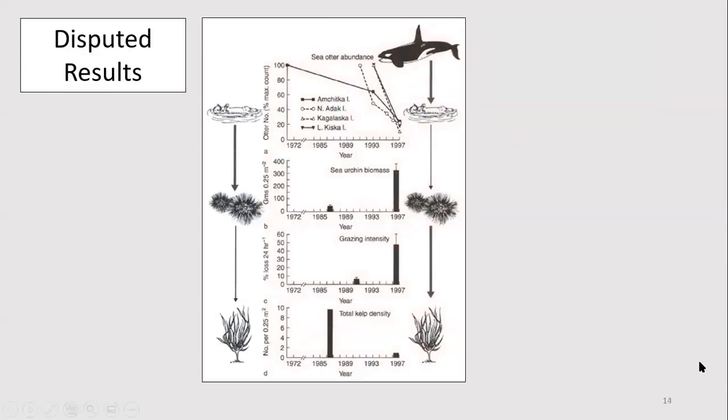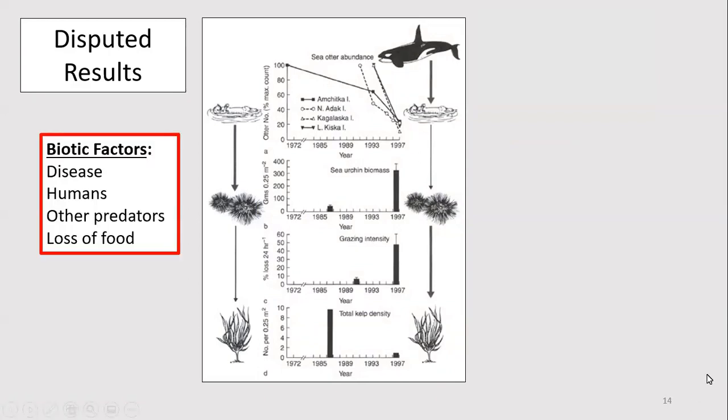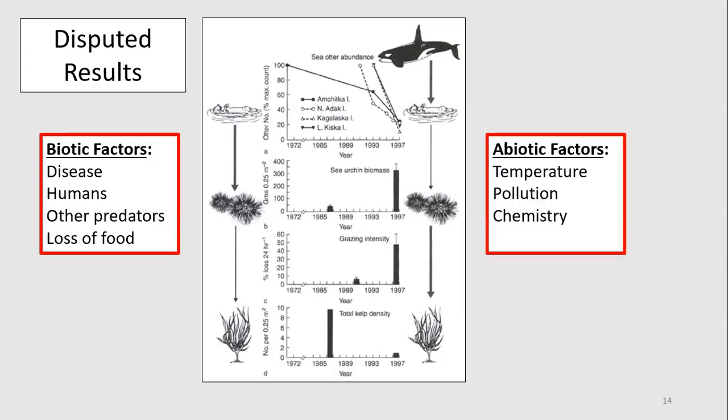However, the results of this study came under dispute. Alternative studies hypothesized numerous biotic and abiotic factors that were the cause in the decline of the ecosystem. Biotic causes that were suggested included the introduction of disease or virus and bacteria, human hunting, other predators, and the loss of other food sources. Abiotic possible causes included seawater temperature changes, pollution, and various environmental chemical changes.